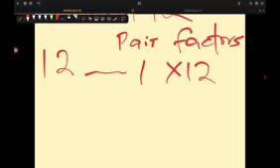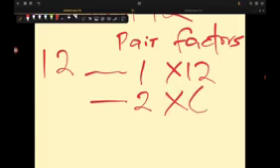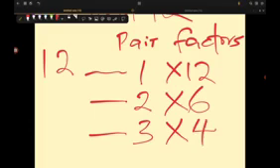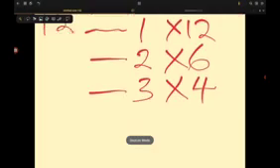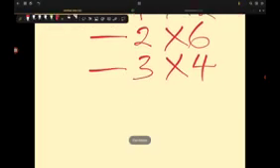Again, I know that if I start using 1, 2, 3, 4 and start checking, 2 multiplied by 6 will give me 12. I also know that 3 multiplied by 4 will give me 12. Since we've written 3 multiplied by 4, that is the same thing as saying 4 multiplied by 3, so I don't need to repeat. 5, there's nothing I can use to multiply 5 to get 12.